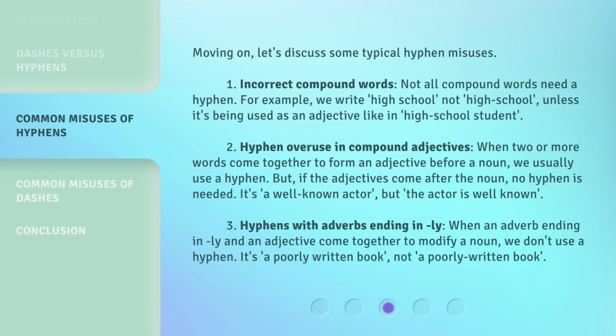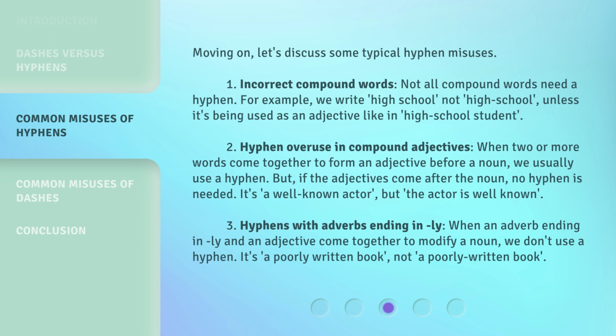Moving on, let's discuss some typical hyphen misuses. 1. Incorrect compound words. Not all compound words need a hyphen. For example, we write "high school," not "high-school," unless it's being used as an adjective like in "high-school student." 2. Hyphen overuse in compound adjectives.